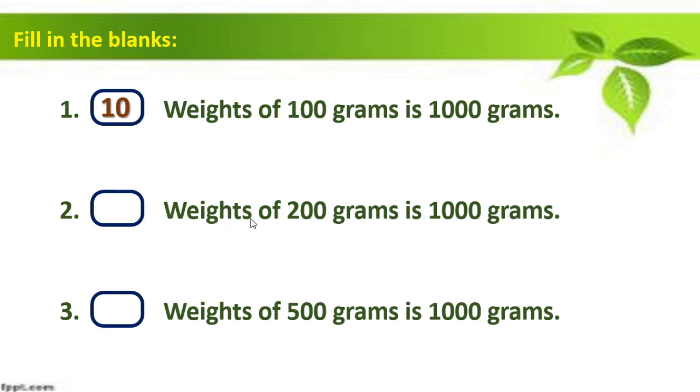Dash weights of 200 grams is 1000 grams. How many? Half of this. Correct? So 5 weights of 200 grams is 1000 grams. Now here, dash weights of 500 grams is 1000 grams. 500 grams is nothing but half kg, and 1000 grams is equal to 1 kg. So very easy it is. 2 weights, isn't it? Half plus half gives full. Right? Okay.